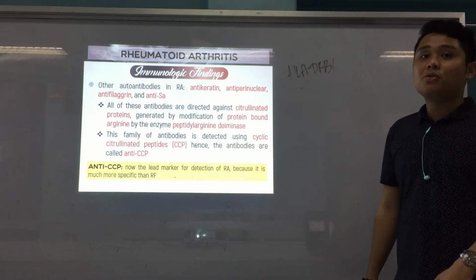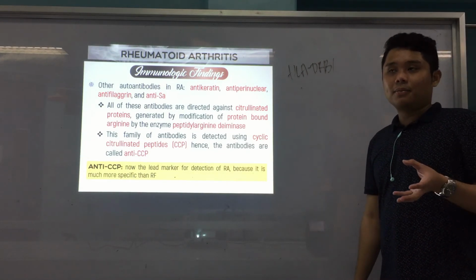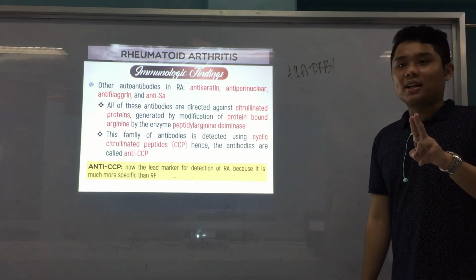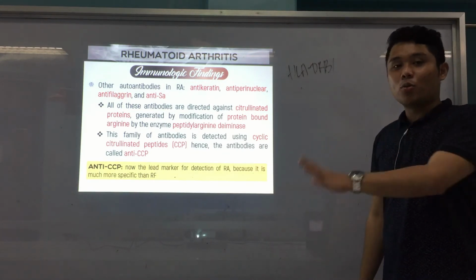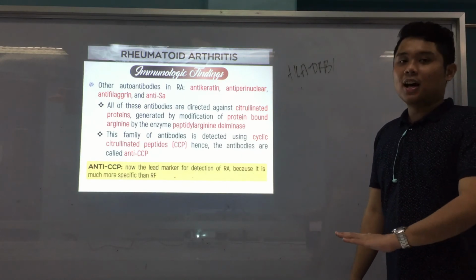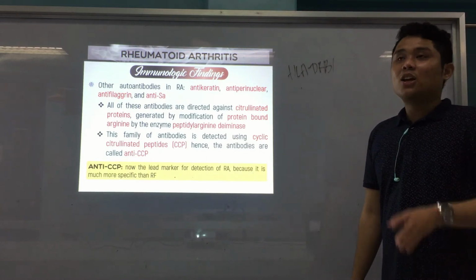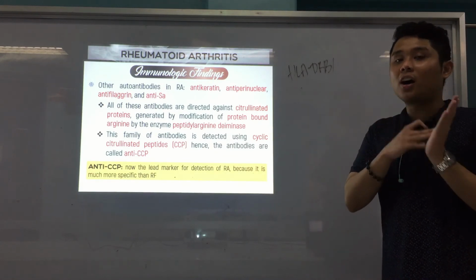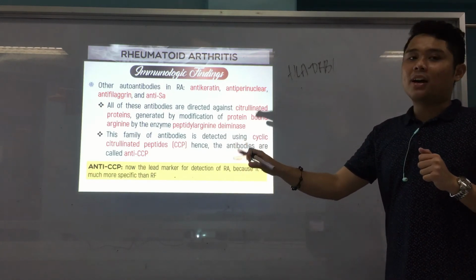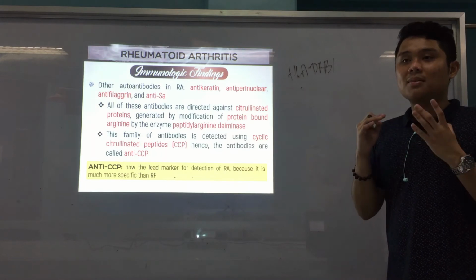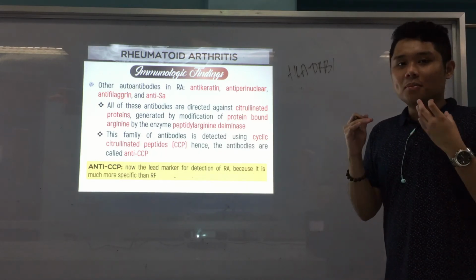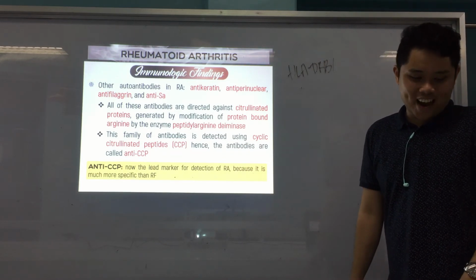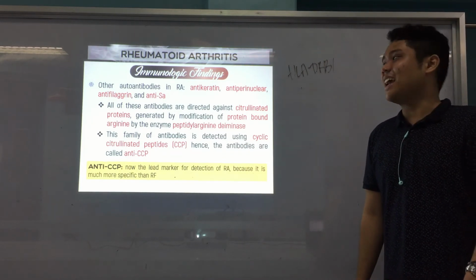All right, but that's why it's recommended now that we test for RF and anti-CCP together because the specificity now is 98 to 100%. That's according to Stevens, 4th edition. So 98 to 100% ang specificity if you test both RF and anti-CCP. But if you are to be asked what is the lead marker or what is the more specific, it's anti-CCP. Okay? Press the buzzer.